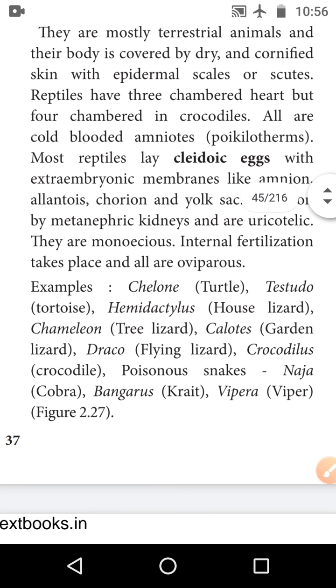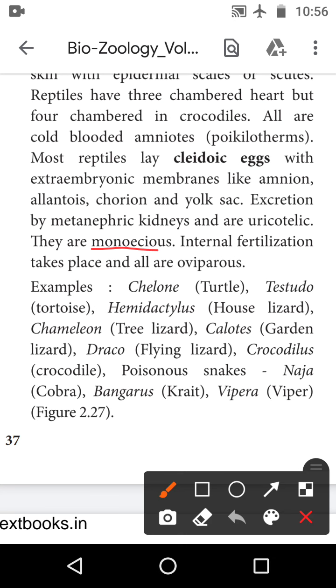They are monoecious. Monoecious means the male and female parts are in the same individual. And fertilization is internal. Internal means the fusion takes place inside the body. So the fusion of male and female gametes takes place inside, and all are oviparous. Oviparous means egg laying.